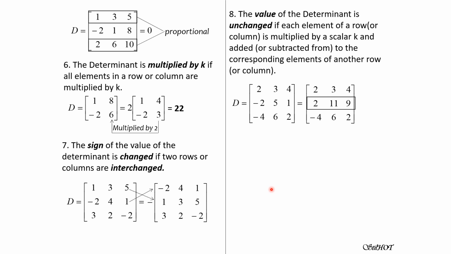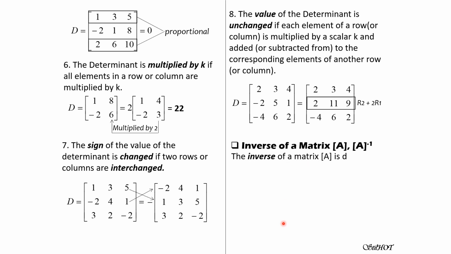Then lastly, we have the inverse of a matrix denoted by A to the negative 1. The inverse of a matrix A is denoted by A to the negative 1 such that the product of the matrix A and its inverse is an identity matrix. And we defined it in this manner.